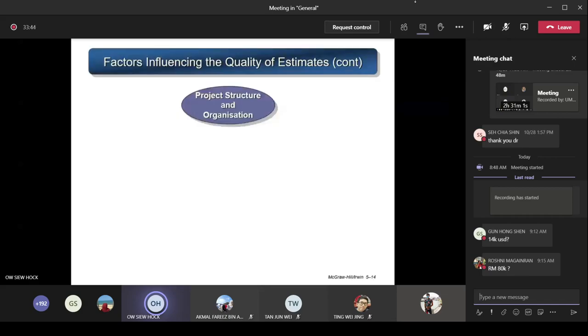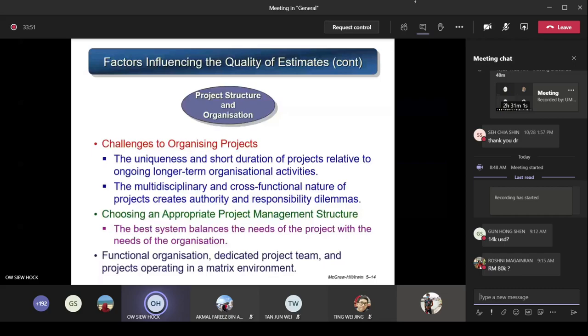The next factor is our project structure and the organization. So, challenges to organizing projects: the uniqueness and short duration of projects relative to ongoing longer-term organizational activities. It is related to what kind of organization structure the company has. Today I'm going to introduce to you 3 types of project management structures: the functional organization, dedicated project team, and the project operating in a matrix environment.